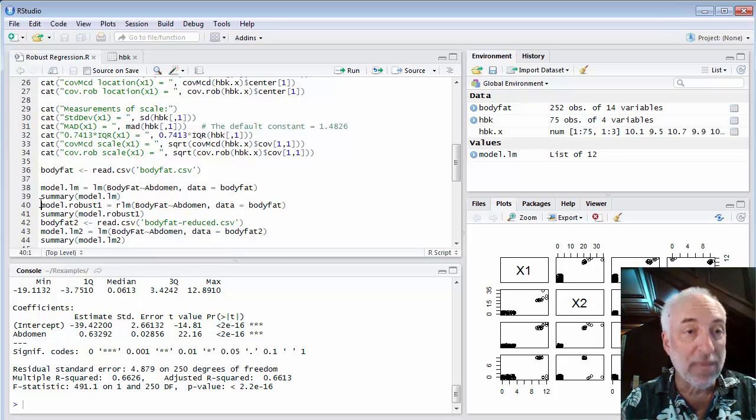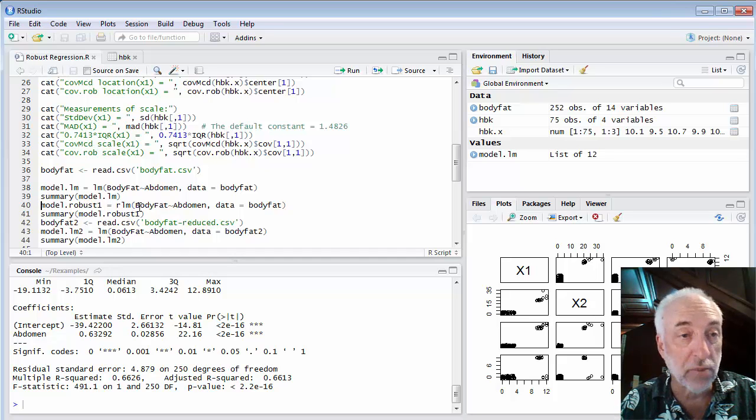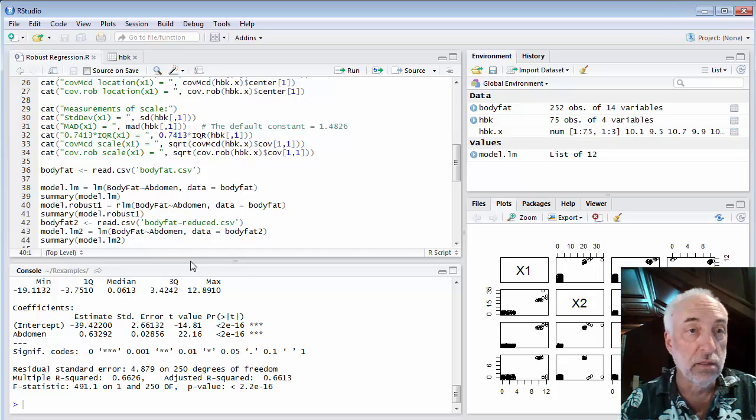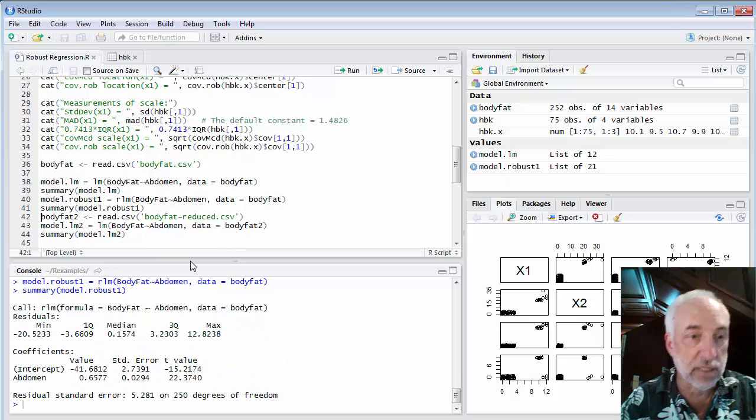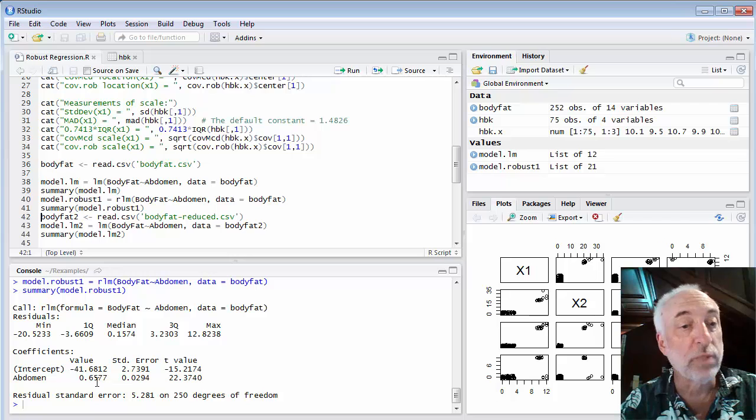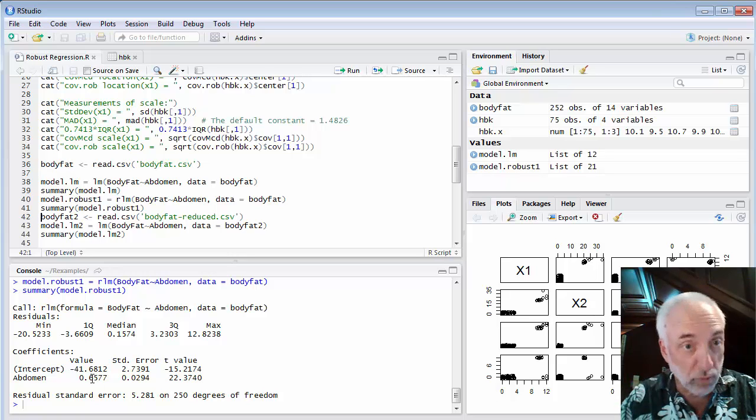If I were to perform that same regression using robust regression, here's one technique, RLM, robust linear modeling. This particular robust linear modeling uses a Huber M estimator. If I were to run that model and look at the summary, I find that my abdomen slope has changed to 0.66, 0.658 instead of 0.633. Right? So the slope has changed by using this robust estimator.